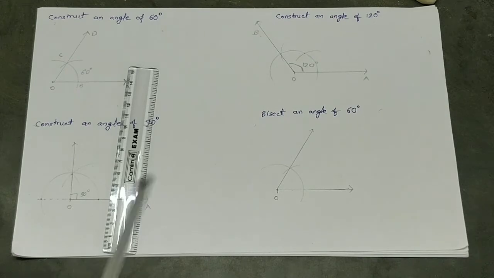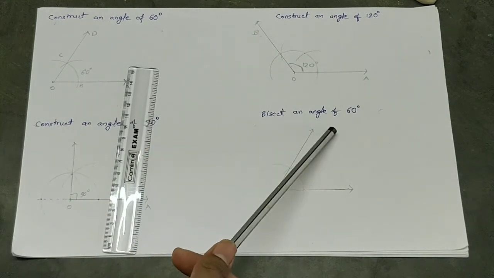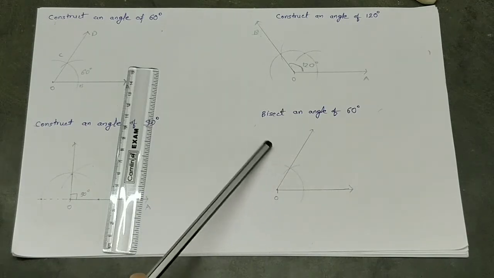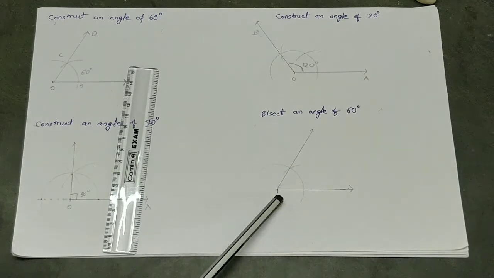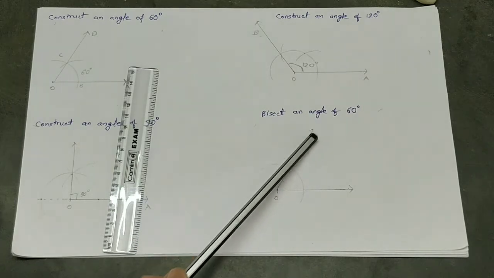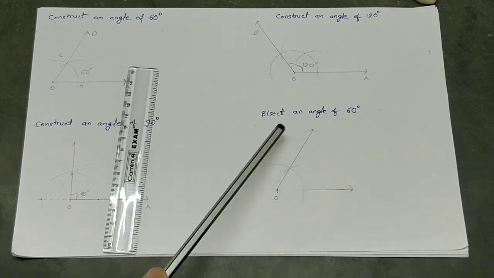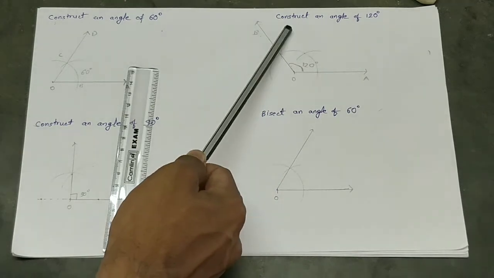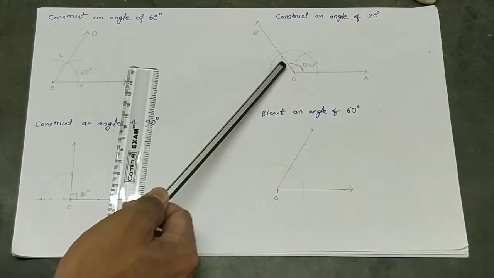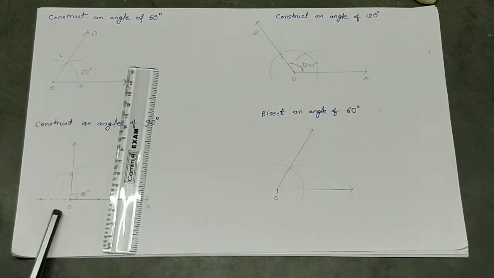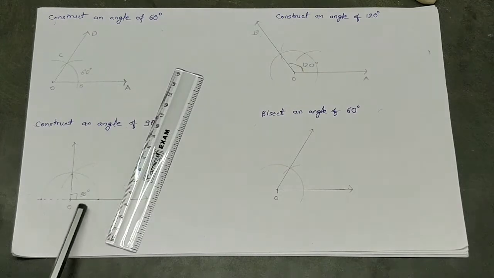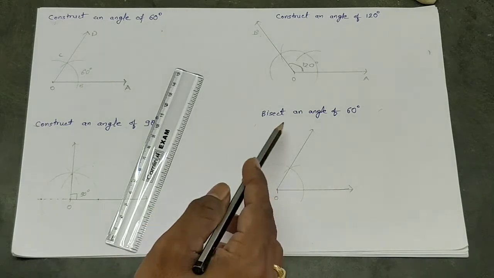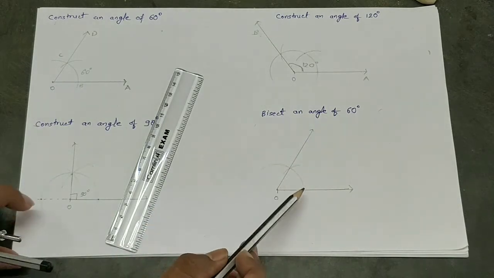Bisect an angle of measure 60 degree. So in order to bisect any given angle, we are going to perform the same procedure which we are going to use for this angle 60 degree. Bisection means basically we are dividing a given angle into two equal halves. So if we bisect this 60 degree, we are going to get an angle of 30 degree each. If we bisect an angle of 120 degree, we are going to get the angle of 60 degree. If we bisect the angle of 90 degree, we are going to get half of the 90 degree, that is 45 degree each.